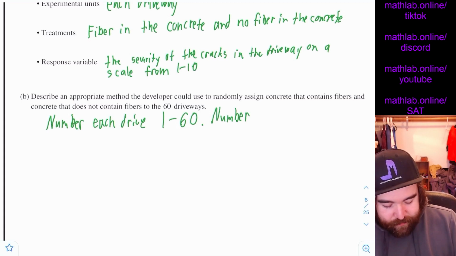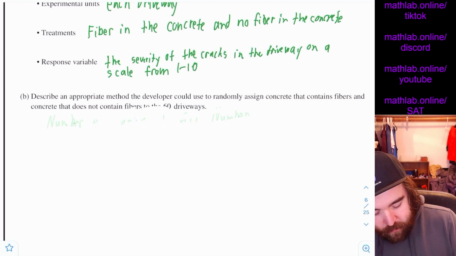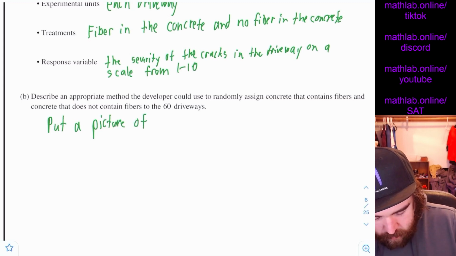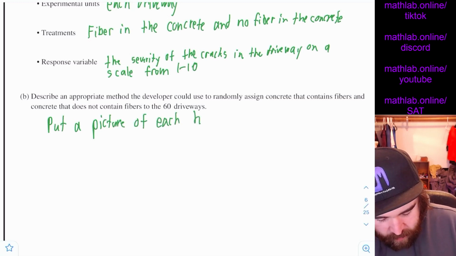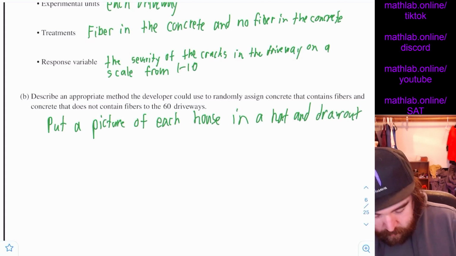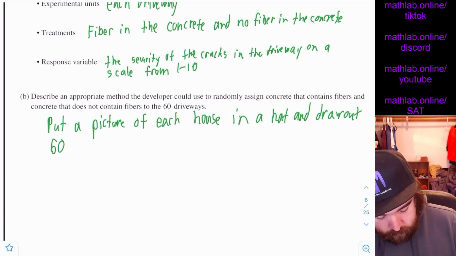Number each driveway 1 through 60. No, we're not straying from the tried and true. We'll stray a little bit. Put a picture of each house in a hat and draw out 60 in a hat.